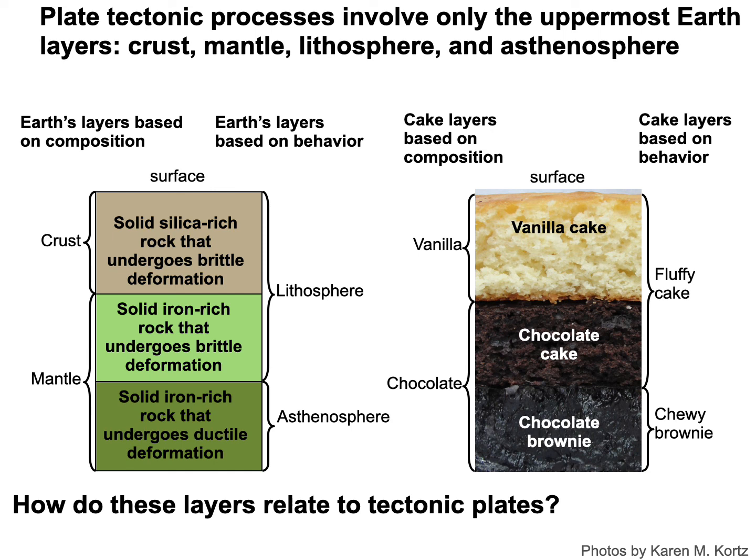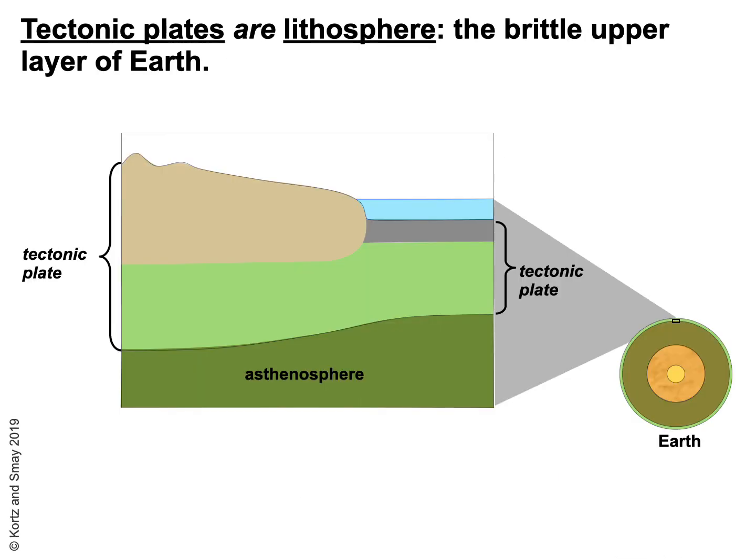So the last big question we'll try to answer here is, how do these layers, crust, mantle, lithosphere, and asthenosphere, relate to tectonic plates? Tectonic plates are made of lithosphere, the brittle upper layer of Earth. Tectonic plates move over the ductile layer just below them, the asthenosphere.